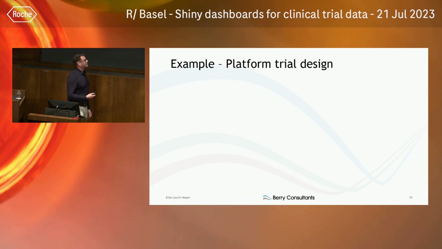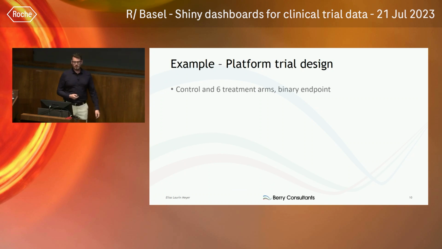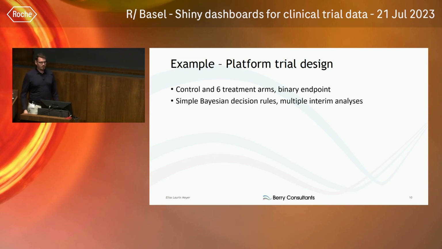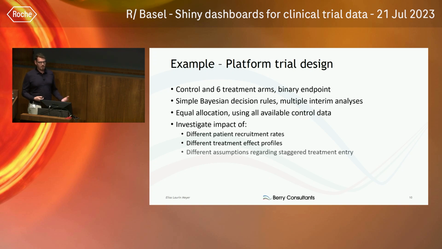Okay, so just as a quick example here, let's assume we wanted to design a platform trial where we have 1 control and 6 treatment arms with a binary endpoint, simple Bayesian decision rules, multiple interim analyses, equal allocation, using all control data, so pooling the control data. Again, the details don't really matter here, but now we have 3 dimensions that we want to investigate the impact of: different patient recruitment rates, different treatment effect profiles, and different assumptions regarding the staggered treatment entry.